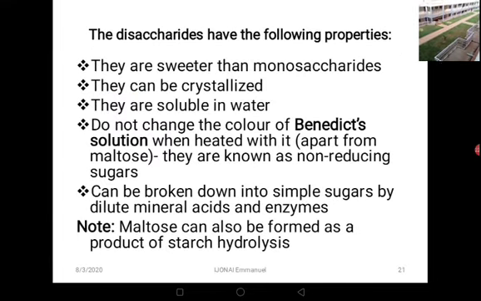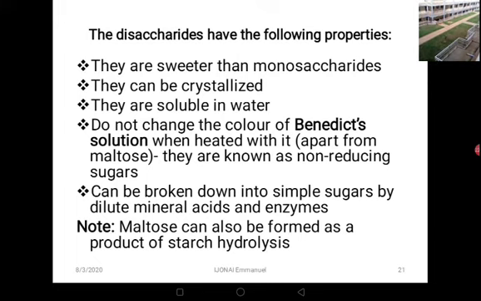So let's look at their properties very fast here. One, they are sweeter than monosaccharides. So these disaccharides are much sweeter. If you bought glucose from the shop and then you test it, and then you also bought sugar from the shop, which is sucrose, and then you test, you may realize that the table sugar at home might be slightly sweeter than glucose. I want you to try this out and see whether it is true.